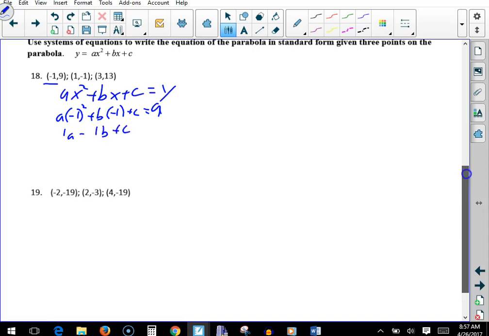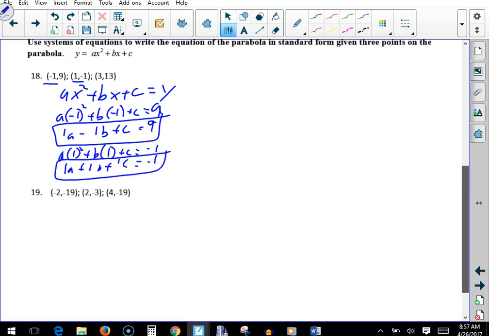And then, be careful here. -1b plus c equals 9. And as I suggested to you, you might want to do that, just to make sure you know where you're looking. And then I'm going to look at this one. So, A, 1 squared, plus B, 1, plus C equals -1. Again, 1 squared is 1, A, plus 1B, plus, if you wanted to put the 1 there, C equals -1. There's my second line of my matrix.